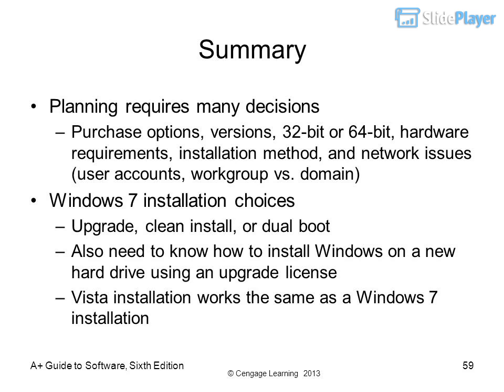Summary. Planning requires many decisions: purchase options, versions, 32-bit or 64-bit, hardware requirements, installation method, and network issues, including user accounts, workgroup versus domain. Windows 7 installation choices are upgrade, clean install, or dual boot. You also need to know how to install Windows on a new hard drive using an upgrade license. Vista installation works the same as a Windows 7 installation.